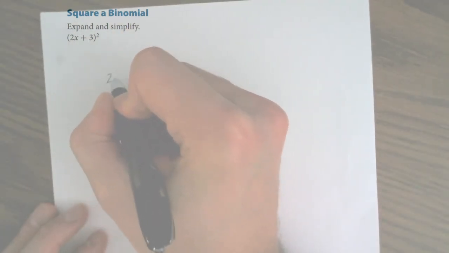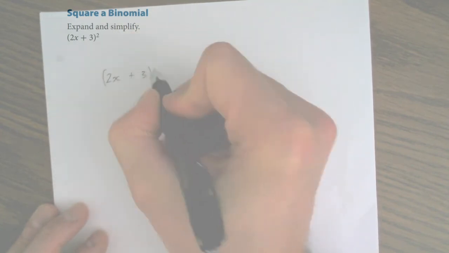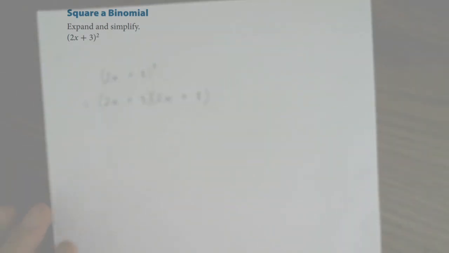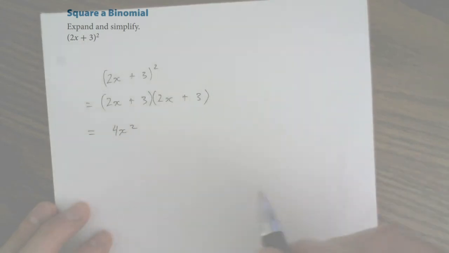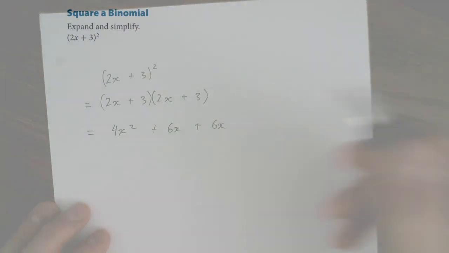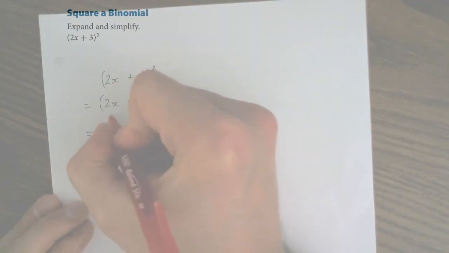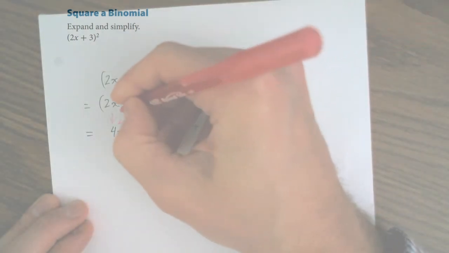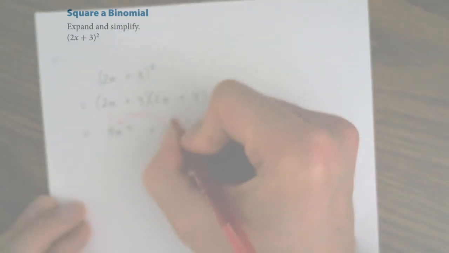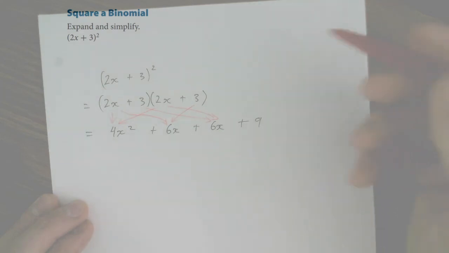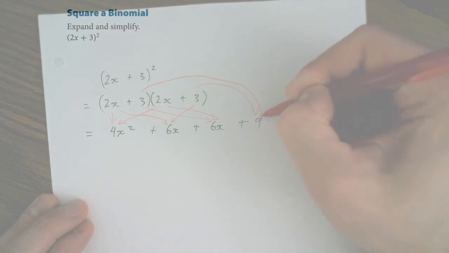So when you see an expression like this and you are asked to expand it, this is really the same as writing this. It's just a short form. So when we expand this, we get 4x squared and where did all those terms come from? This one came from these two. This came from these two. This one came from this and this. It's getting kind of messy. And this 9 came from multiplying the two threes.